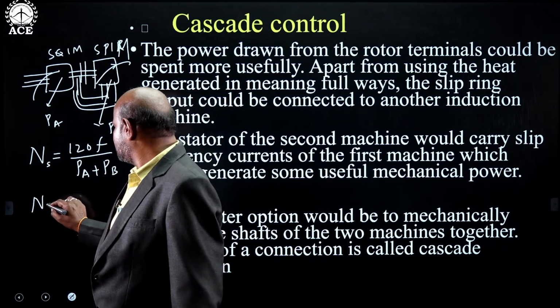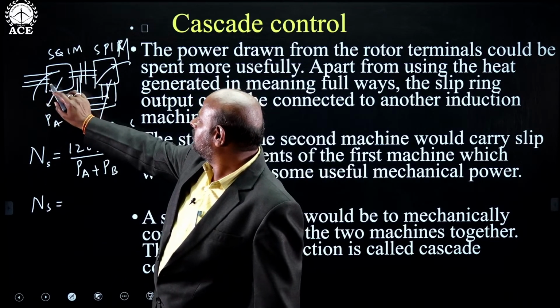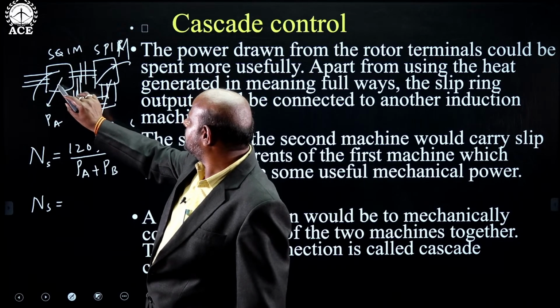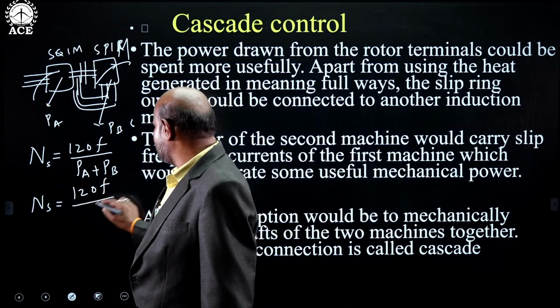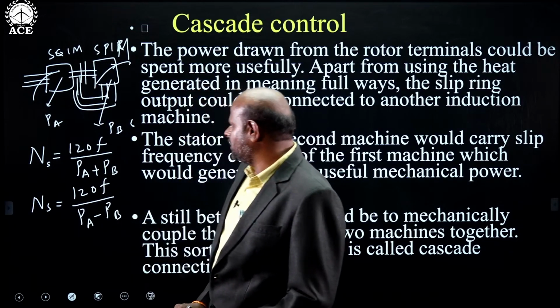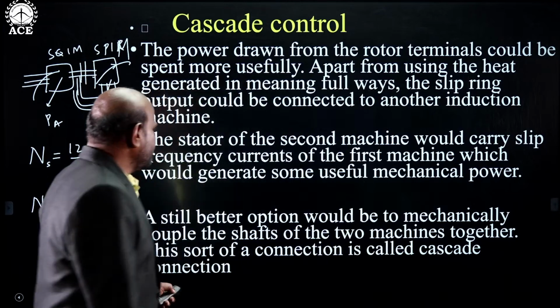But the other way is the differential mode of connection, where the rotating flux in the first machine is different from the second machine. Then this is called the differential way of connection. Then the speed will be 120 F by PA minus PB. So in this way we can cascade the two different machines.